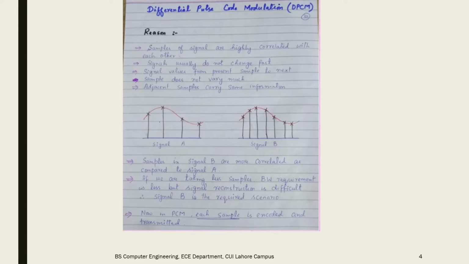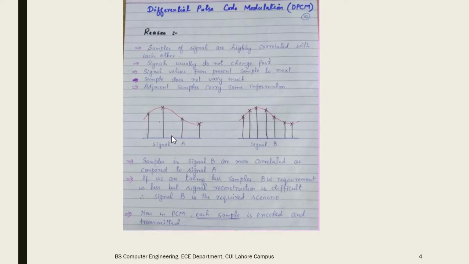Actually, it may be observed that the samples of a signal are highly correlated with one another. This is due to the fact that any signal does not change fast. This means that its value from the present sample to the next sample does not differ by a large amount. The adjacent samples of the signal carry the same information with a little difference. When these samples are encoded by a standard PCM system, the resulting encoded signal contains some redundant information. We will discuss later how this redundant information is not required.